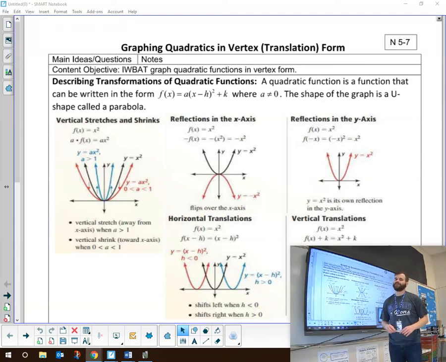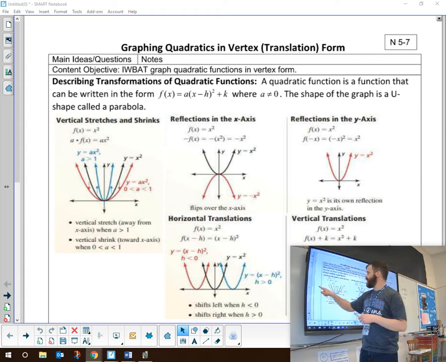Hey guys, today we're going to be talking about graphing quadratics in vertex form. In other words, this is where we're going to find our A, H, and K and use that to shift it around. So we're reminding ourselves of how we graphed our absolute value functions, and it's going to be shifting around our graph.